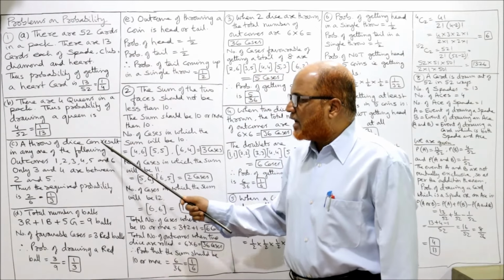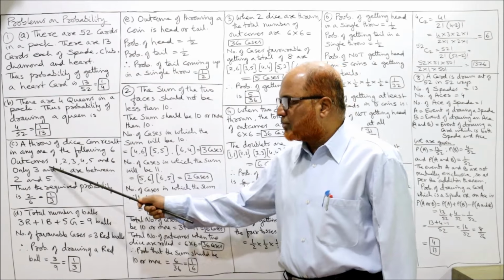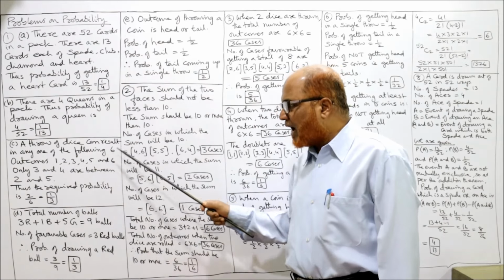A throw of dice can result in any one of the following 6 outcomes: 1, 2, 3, 4, 5 and 6.